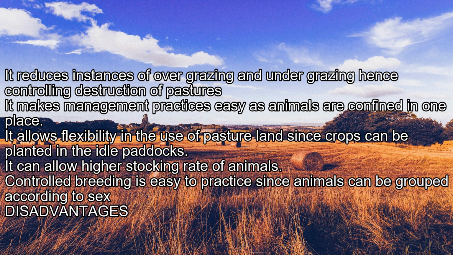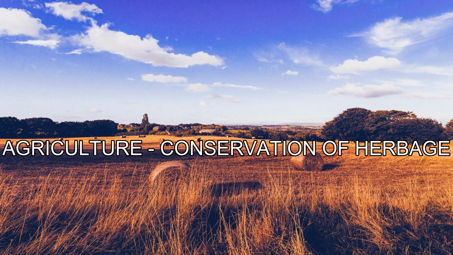It allows flexibility in the use of pasture land since crops can be planted in the idle paddocks. It can allow a higher stocking rate of animals. Controlled breeding is easy to practice since animals can be grouped according to sex. Disadvantages. Agriculture conservation of herbage.